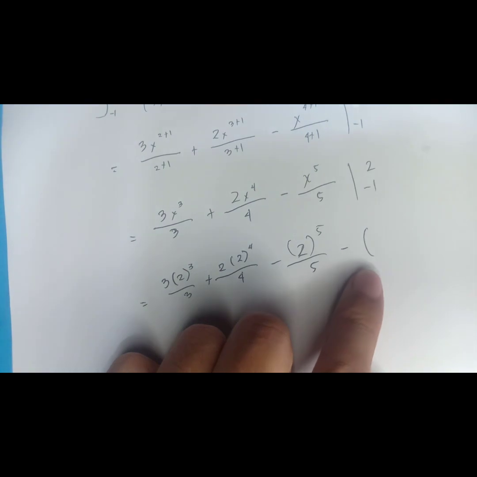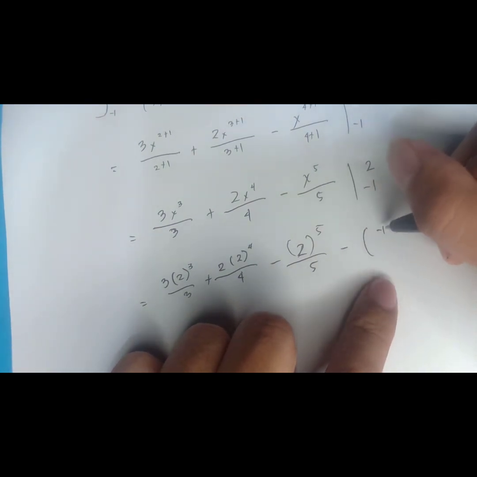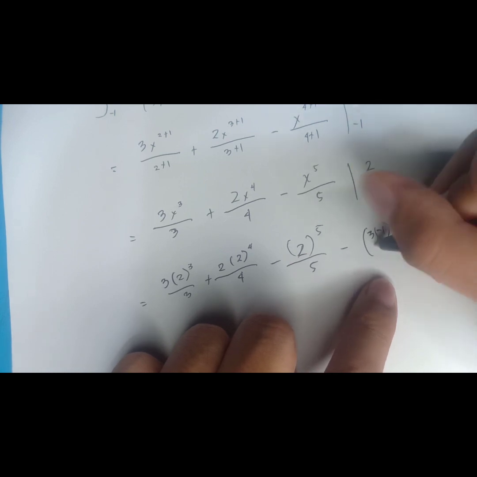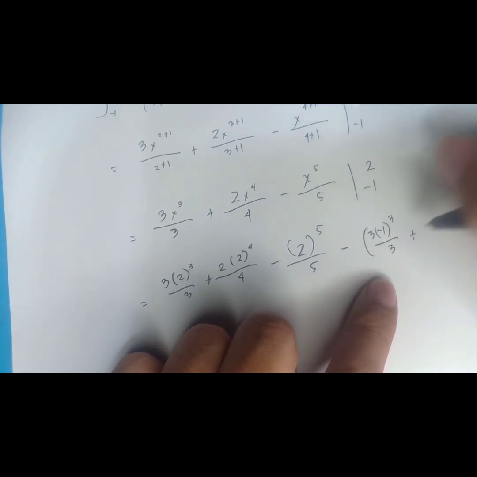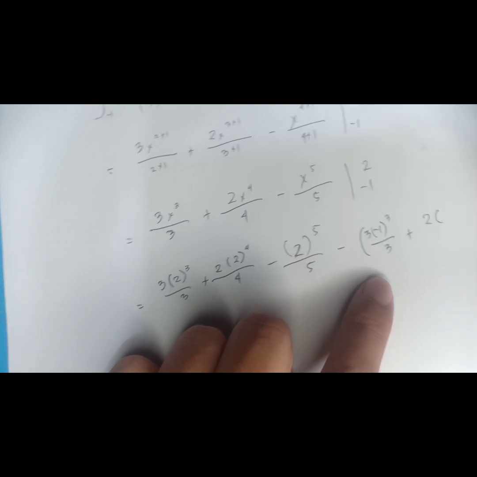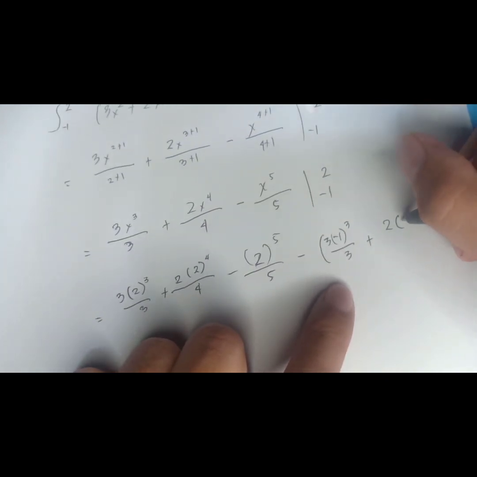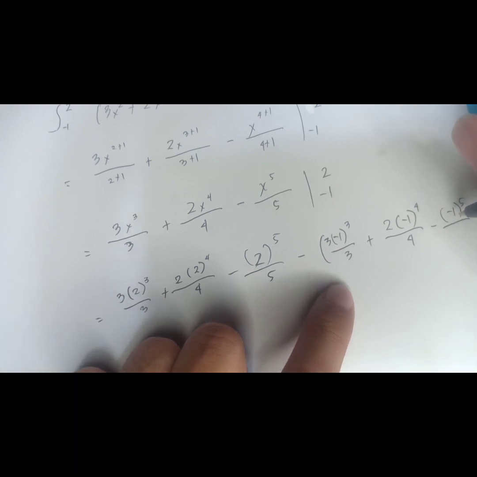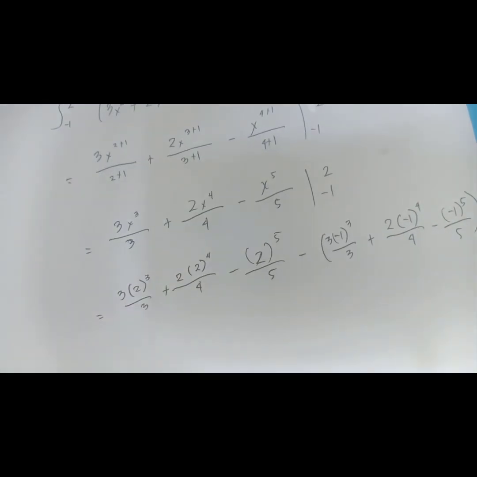So minus 3 times -1 raised to the power of 3 over 3 plus 2 times -1 raised to the power of 4 over 4 minus -1 raised to the power of 5 over 5. So we're going to simplify it.